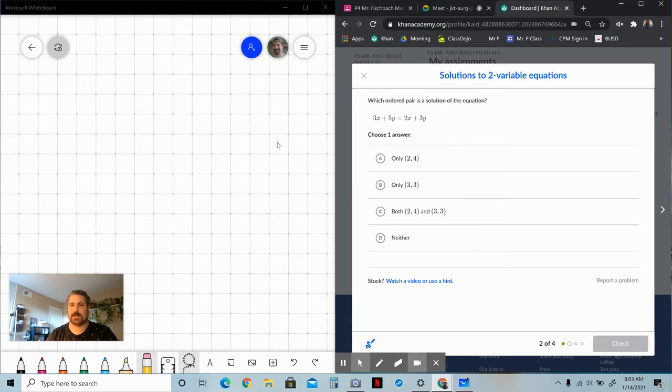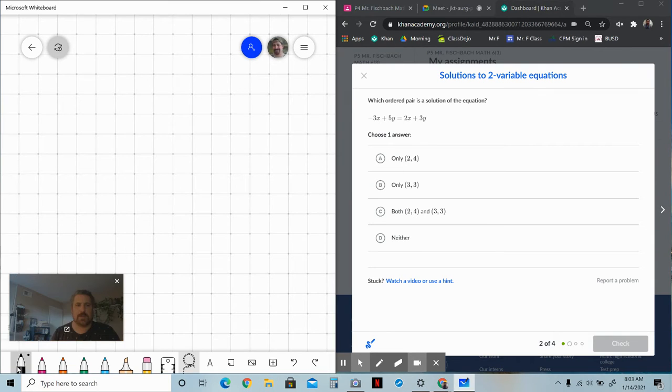All right. On the second question here, it gives us a new equation to work with that has two variables. The equation is negative 3x plus 5y is equal to 2x plus 3y. Okay. And we're going to test out a couple of values. They have 2, 4, 3, 3, or both of those. The first one we're going to test is 2, 4. The next one we're going to test is the ordered pair of 3, 3.